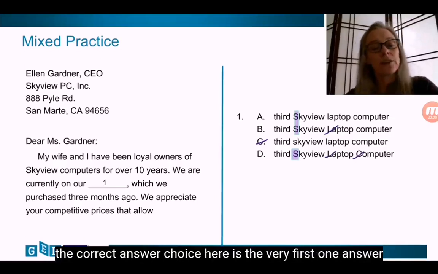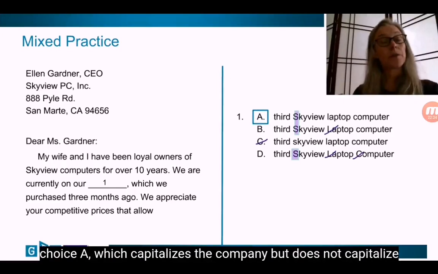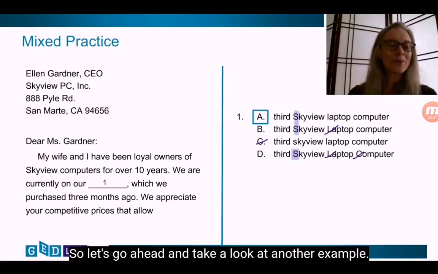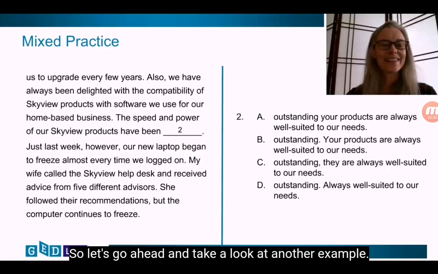And therefore, the correct answer choice here is the very first one, answer choice A, which capitalizes the name of the company, but does not capitalize the common nouns laptop and computer. So let's go ahead and take a look at another example.